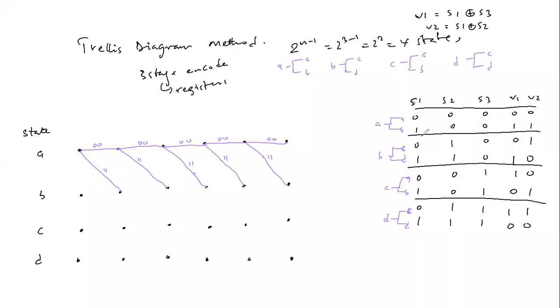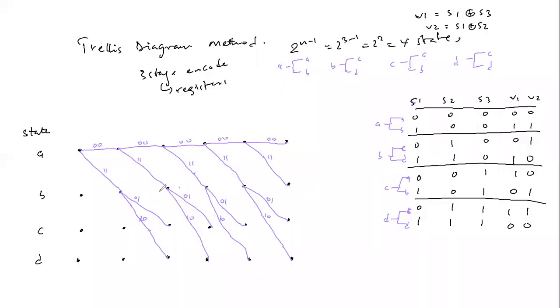And then from state B, we can move to state C. From state B, we can move to state C. And then the output is 0, 1. And from B, we can also move to state D. And that is 1, 0, okay? So we can move to C, and we can move to D. Okay, so we populate that.